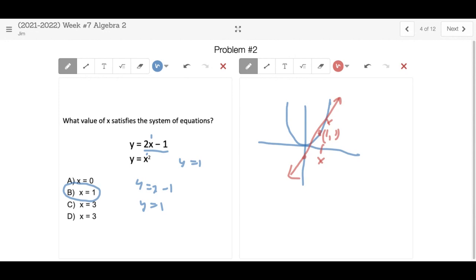A parabola can intersect with a line twice. There is no doubt a parabola can intersect with a line twice. You would have 2 solutions there. Yes.